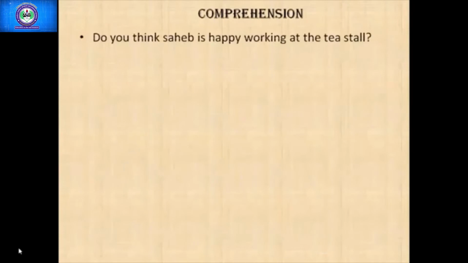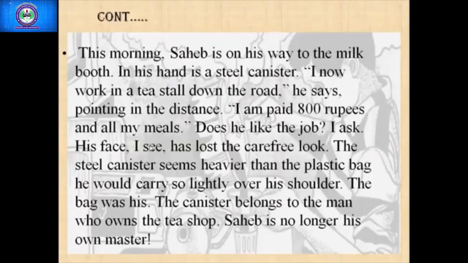So, see how much food is important. But what did we find in this story? Do you think Sahab is happy working at the tea stall? He might not be happy because it's written that his face has lost the carefree look. The steel canister seems heavier than the plastic bag he would carry so lightly. The canister belongs to the man who owns the tea shop, and Sahab is no longer his own master.